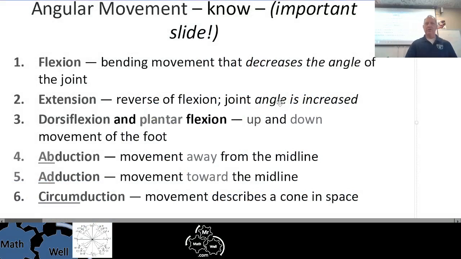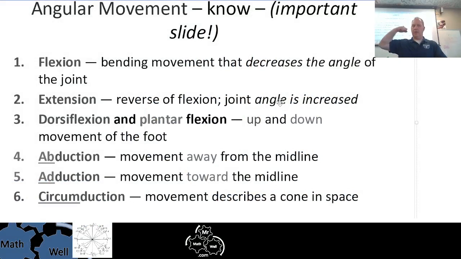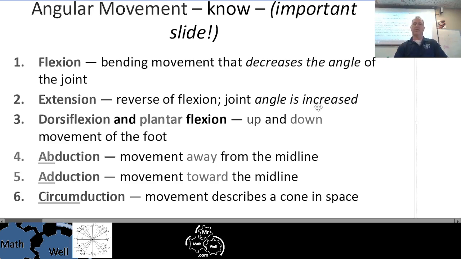All right, so again, just a review of these notes. Flexion is a movement that decreases the angle of the joint. Extension is when the angle is increased in the joint. Dorsiflexion is an up movement of the foot. Plantar flexion is a down movement of the foot. I'll show you diagrams in a second.